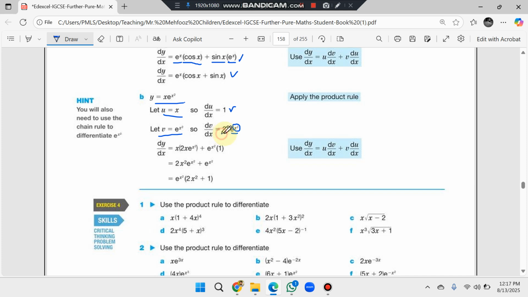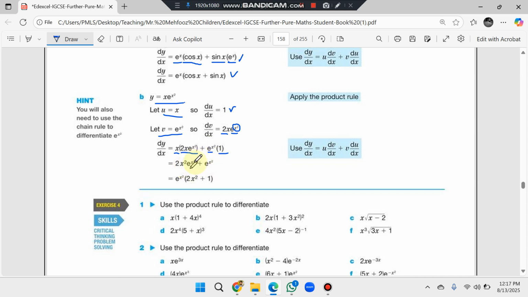That is 2x, so 2x can be multiplied. Now we have all terms used in the formula, so we put u times the derivative of v with respect to x, plus v times the derivative of u with respect to x. When we multiply, it becomes 2x square e raised to the power x square plus e raised to the power x square.